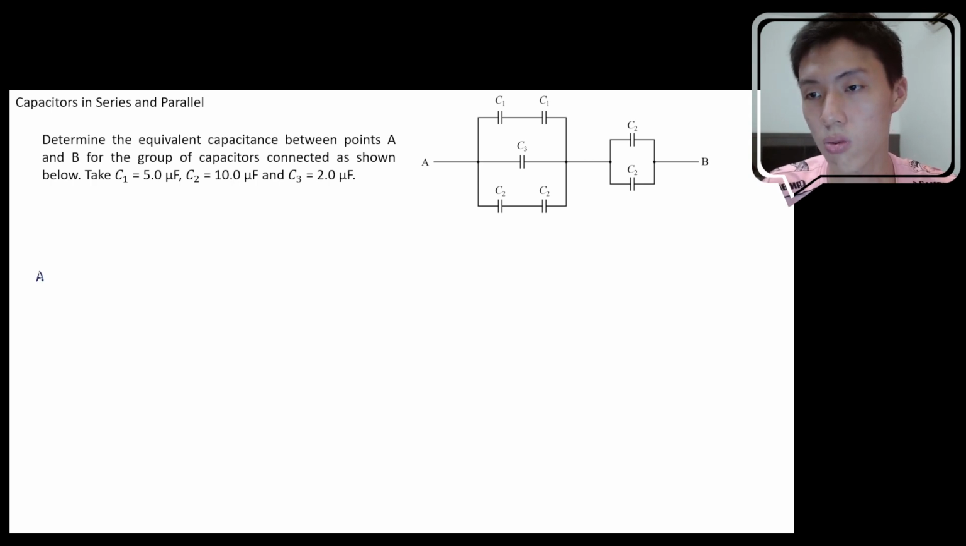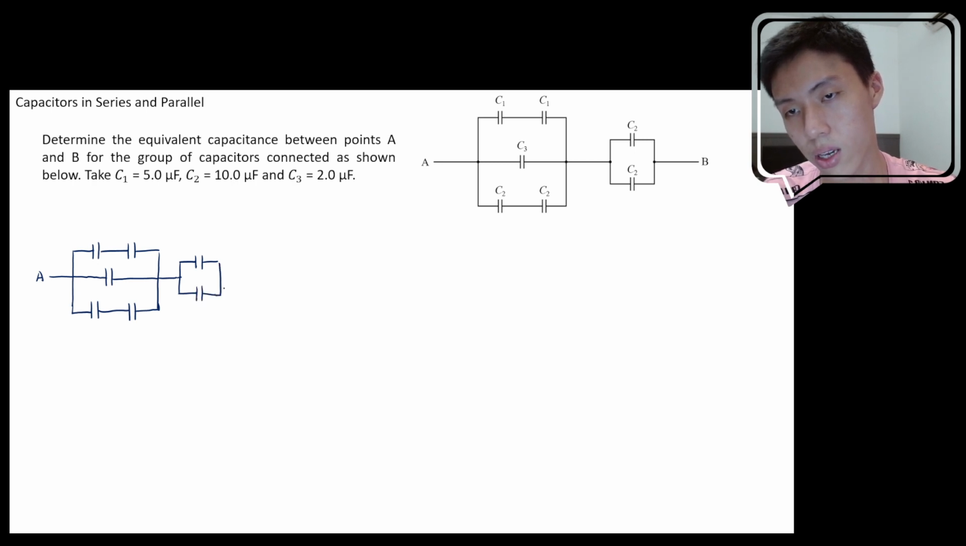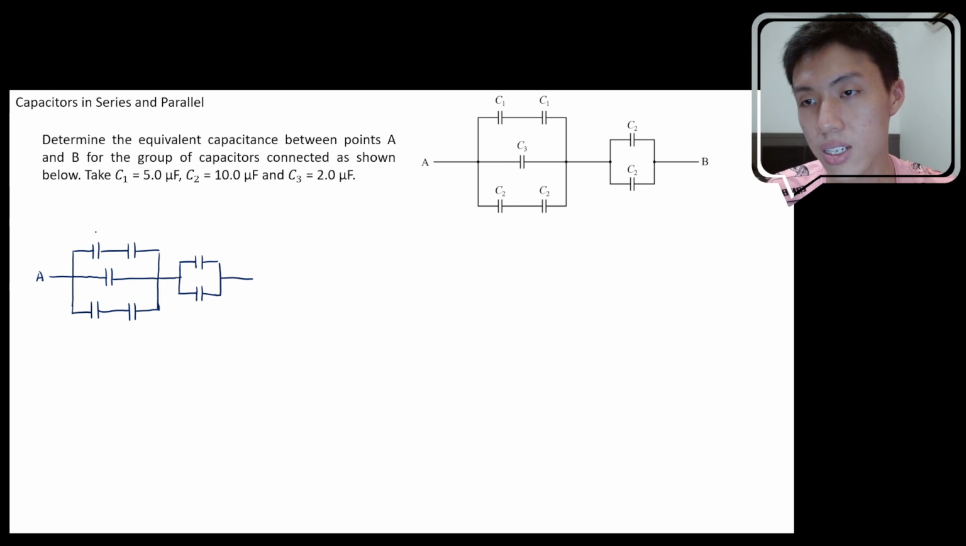Okay, so I know that my situation will start with something like this. Okay, so this is my initial situation. There's actually a lot of capacitors to draw. Okay, so they label it as C1. So we choose to follow their way of labeling.